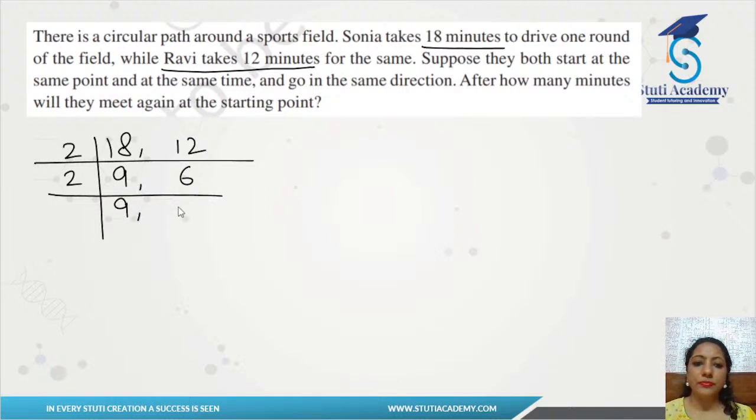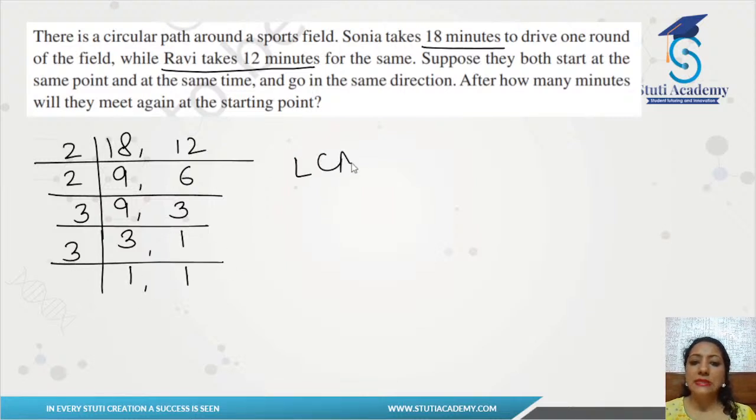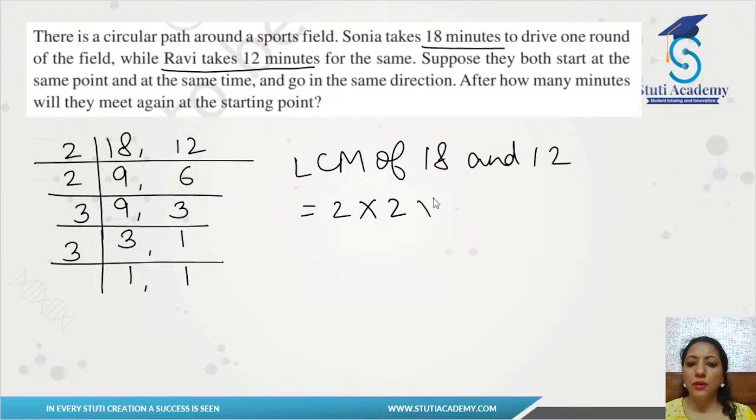And this is 3. And 9 and 3, they're both divisible by 3. So we'll write here 3 and then 1. 3 again, 1 and 1. So now the LCM of 18 and 12 is 2 into 2 into 3 into 3, that is 36. So the LCM of 18 and 12 is 36. That means after 36 minutes, Sonia and Ravi will again meet at the starting point.